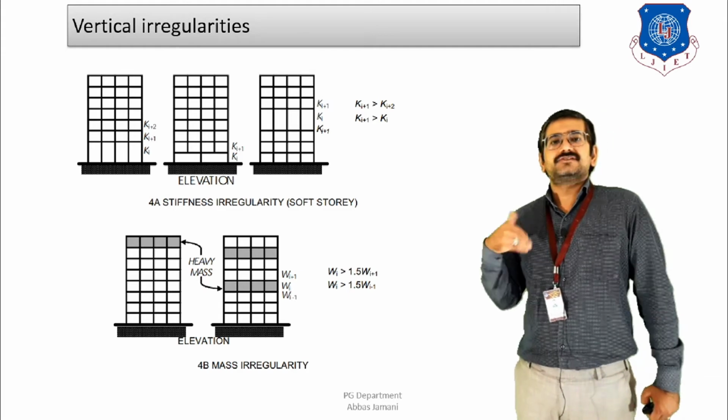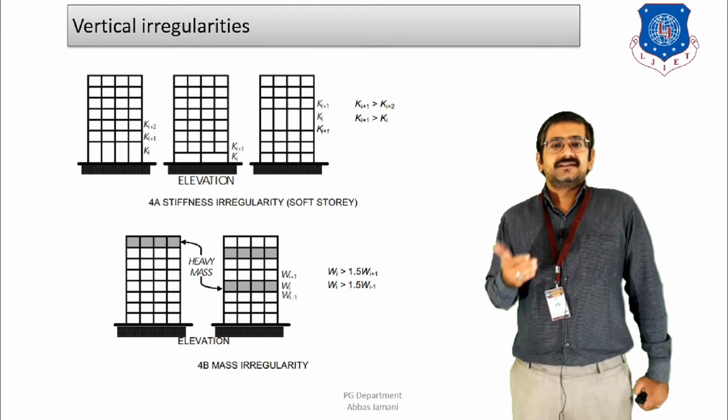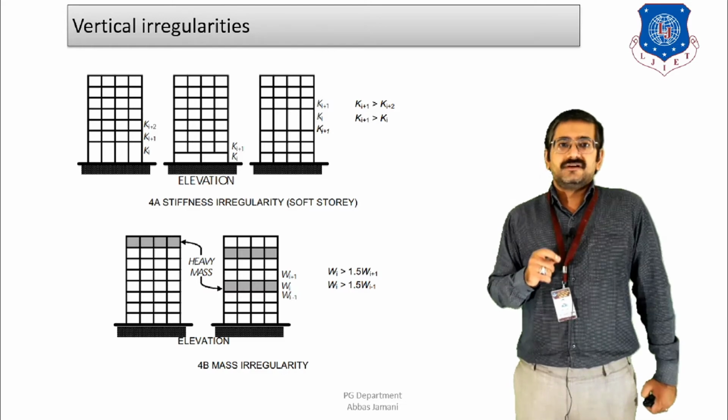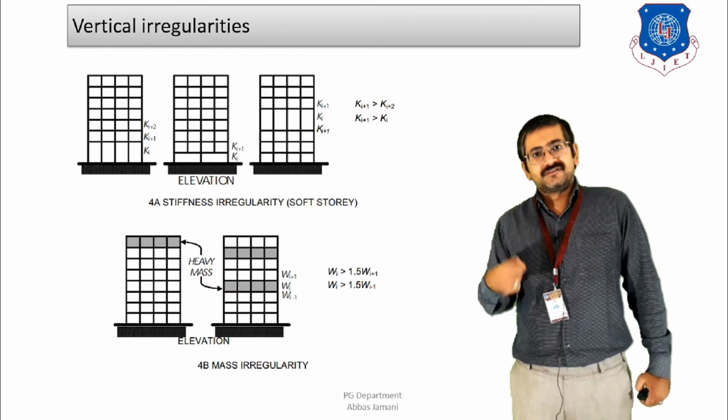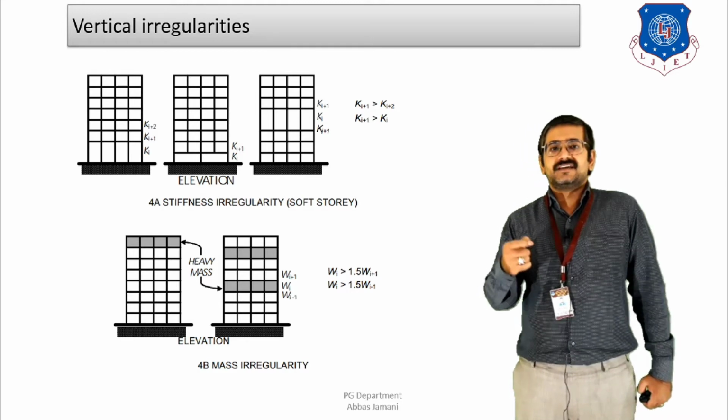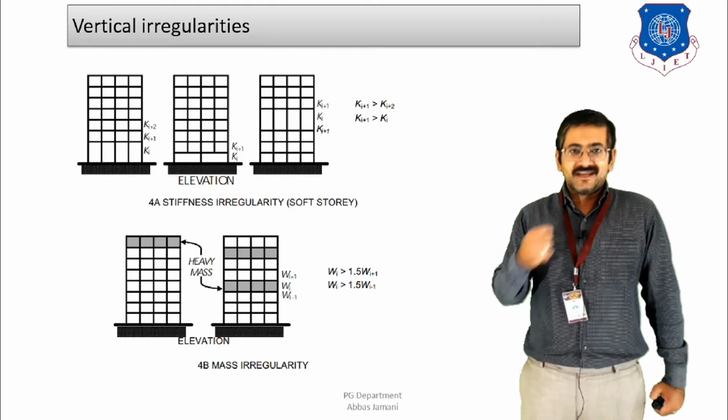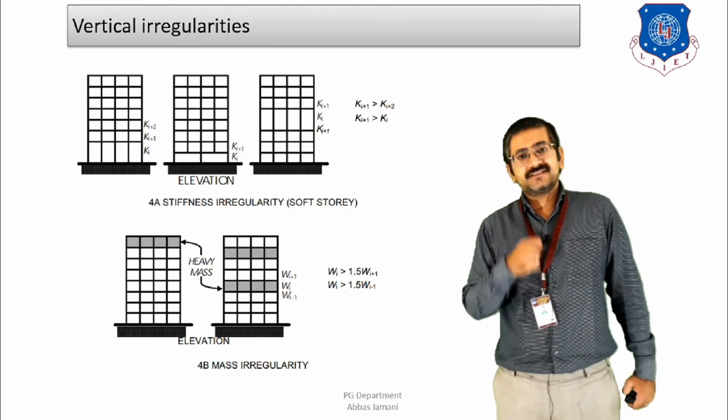Now if these kinds of situations are there, and the seismic weight of the floor is more than 150% of the seismic weight of the floor below, then it can be considered a case of mass irregularity, where this type of condition is likely to occur.